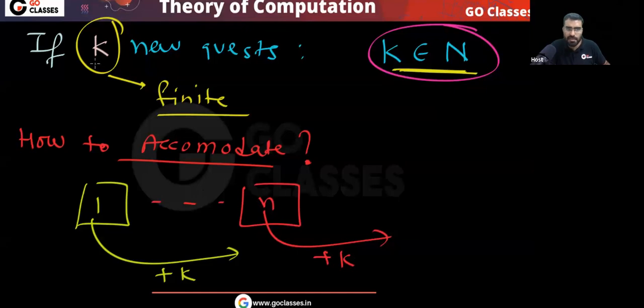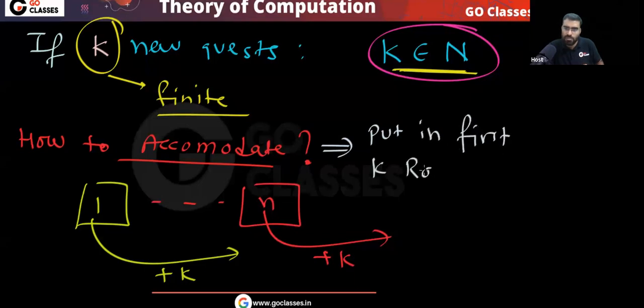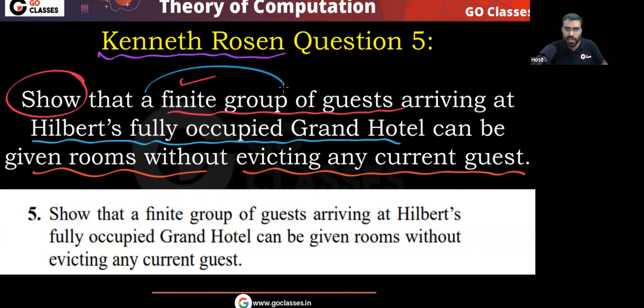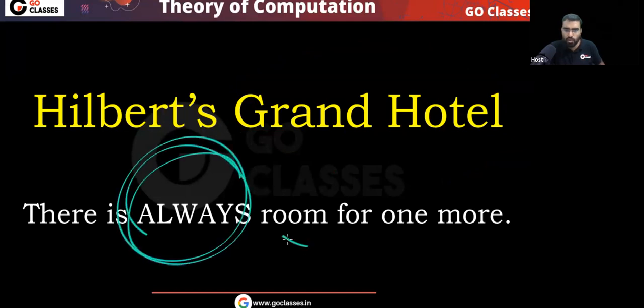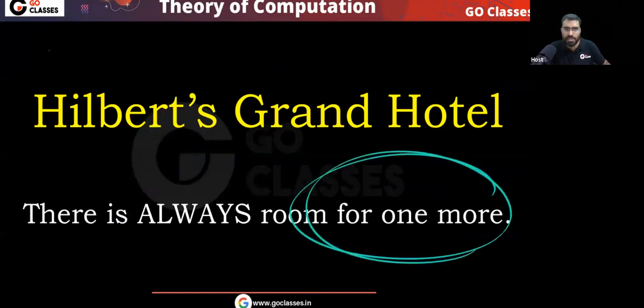So finally, these k guests you can put in the first k rooms. Yes or no? Put in the first k rooms. And remember, every old guest will go to the plus kth room. So like this. Is this clear? Please tell me. So you can notice that a finite number of guests you can always accommodate in this hotel. I hope you understood. So this is the final point, that in Hilbert's Grand Hotel, there is always room for one more. You can always accommodate one more person.